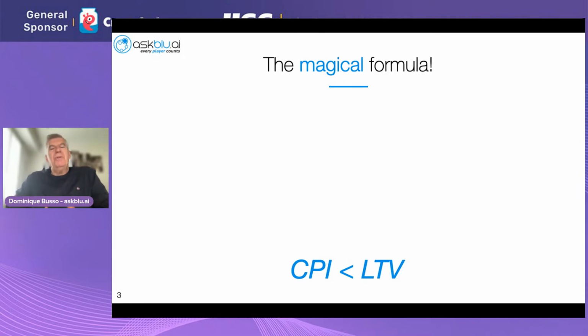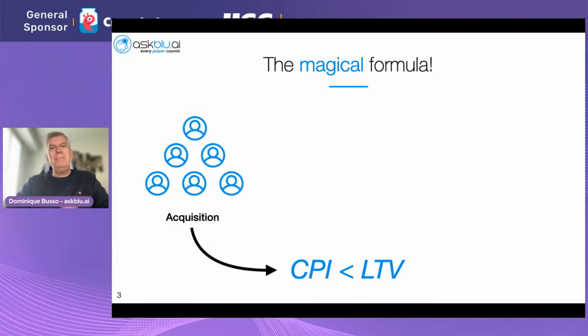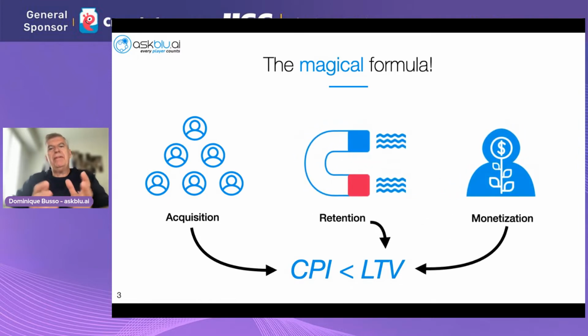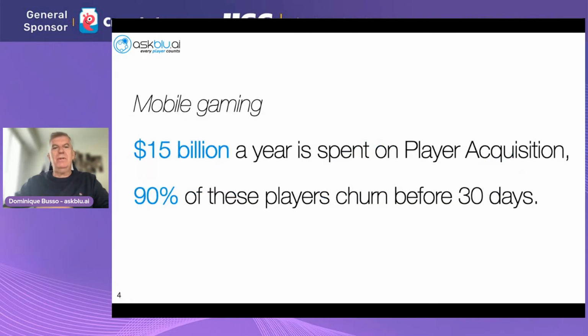So you all know the magical formula in mobile gaming. Your CPI has to be lower than your LTV. CPI is acquisition, all your acquisition channels and everything you are doing for acquisition. And your LTV depends on two main things: how well you retain your players and how well you monetize these players. You all know also these numbers. Billions are spent every year for player acquisition, and on average, 90% of players will churn before day 30.